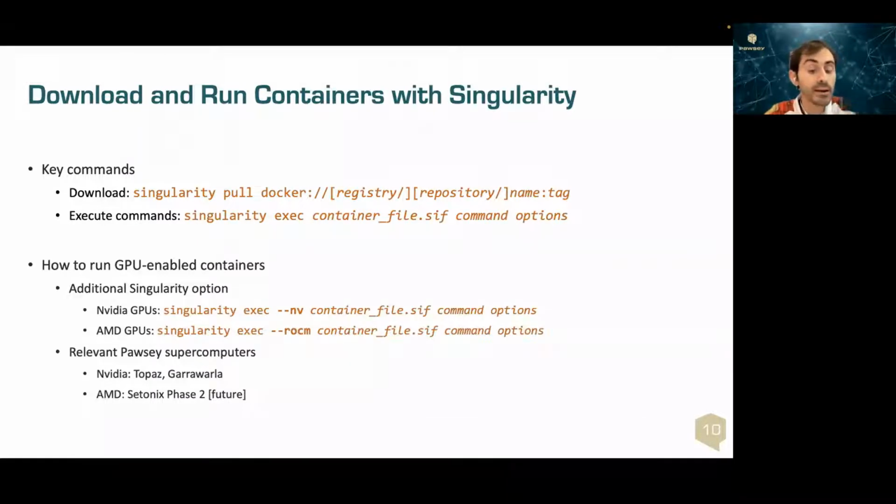The second bit is a small note on GPU-enabled containers, which is currently relevant for our Topaz and Garrawarla legacy clusters and will be relevant for Setonix phase 2. So when you want to run GPU containers with Singularity, there is just an extra flag you need to provide, and you see examples here. For NVIDIA GPUs, it would be singularity exec --nv, and then the same as I just showed you. And for AMD, it will be singularity exec --rocm, and then again the SIF file and the command. This is just here for reference. It's not relevant for Setonix phase 1, but it's relevant for other Pawsey systems, present and future.